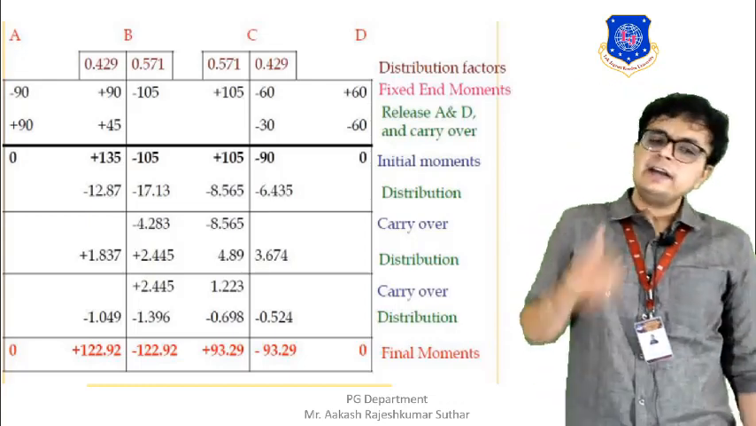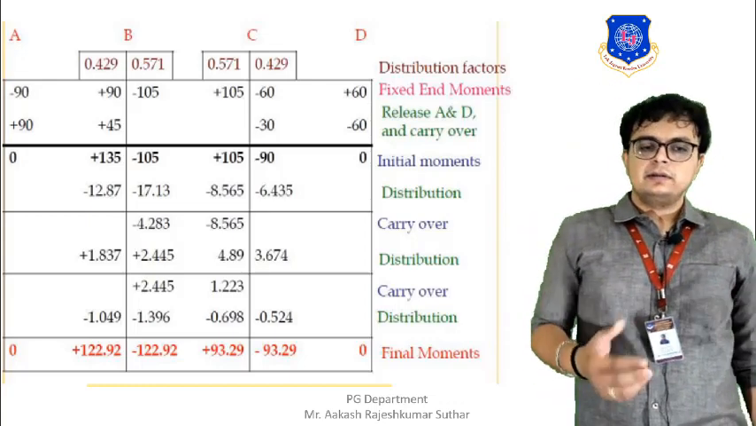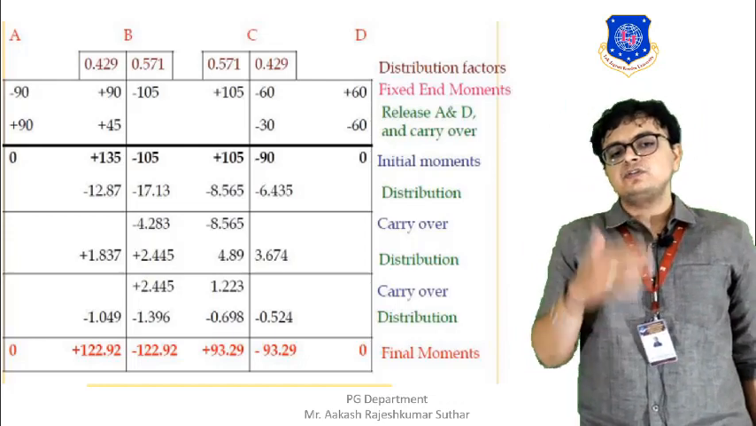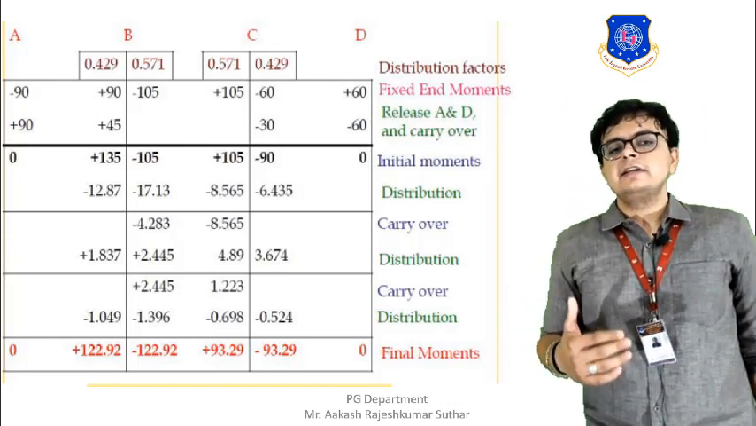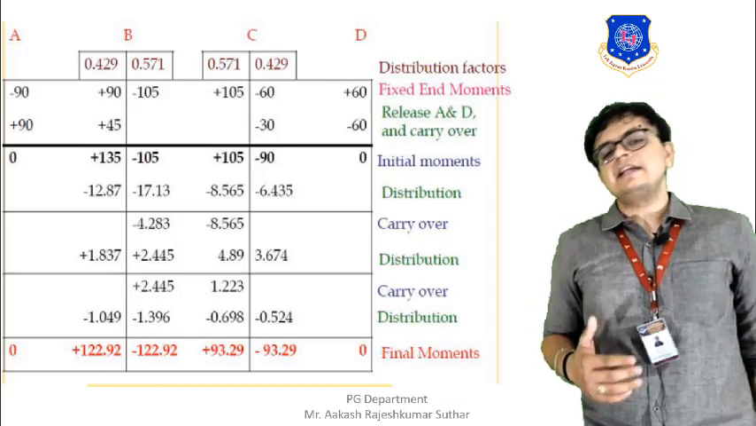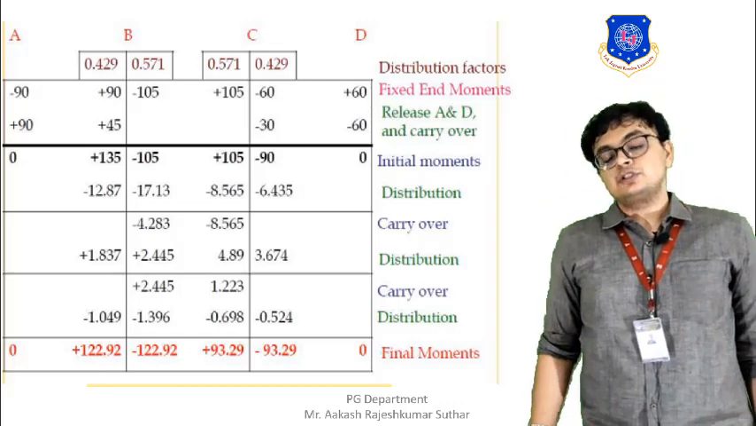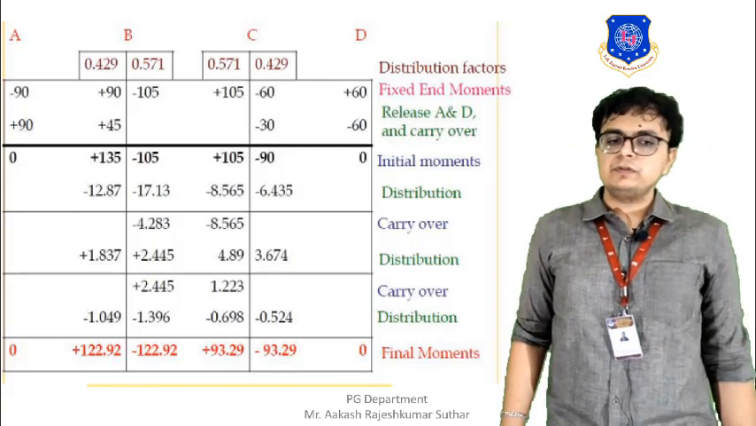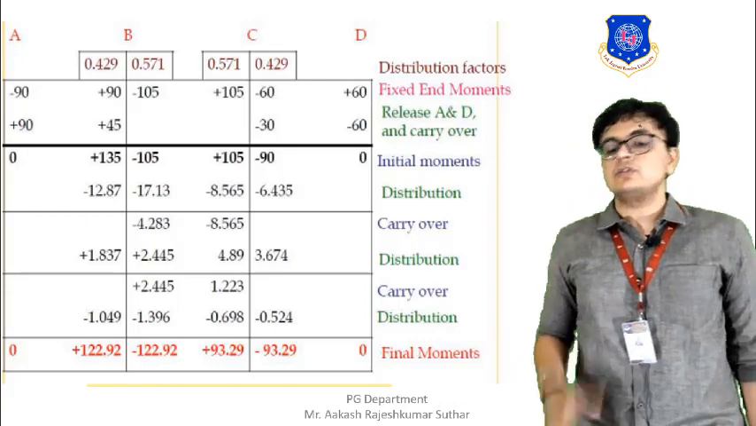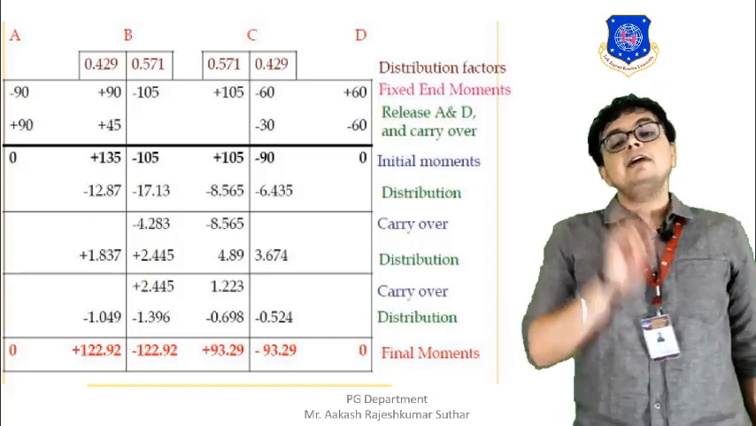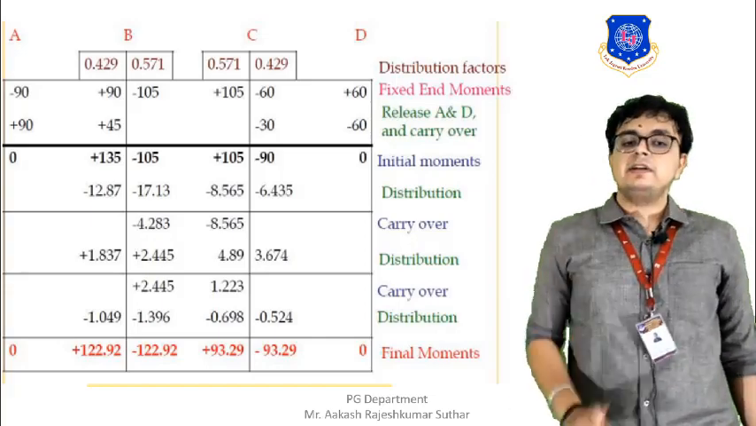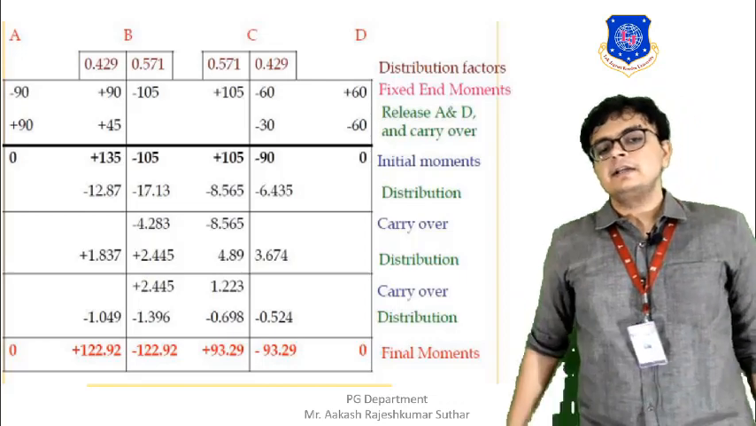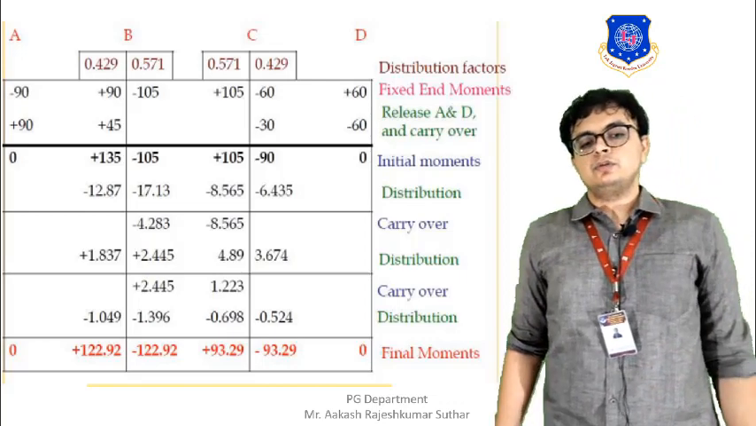Again, we have to do the distribution of this carryover. So 2.445 will be multiplied by 0.429 for the distribution of the moment for BA. So 2.445 into 0.429, we will be getting the value of 1.049. But when we are putting that value, we have to take the opposite sign, so we are taking it as minus 1.04.